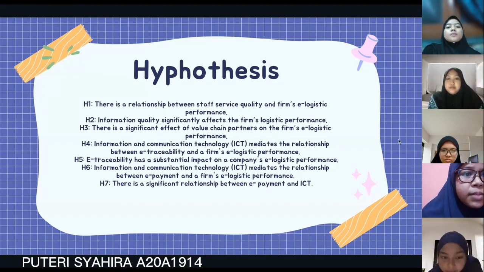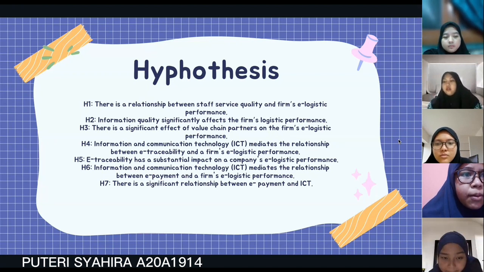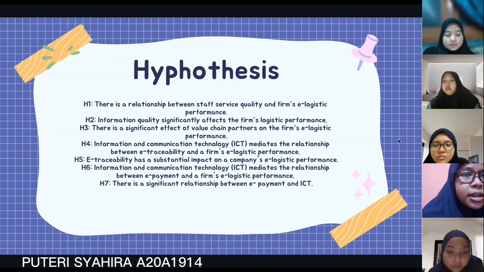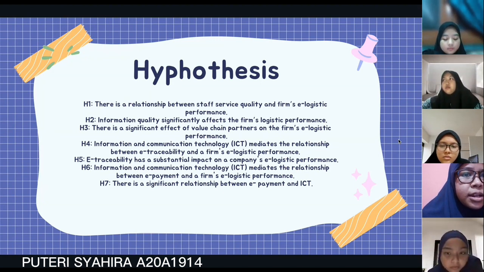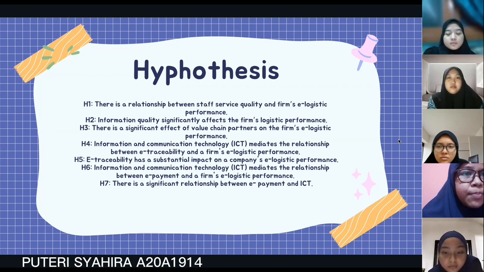Fifth, e-traceability has a substantial impact on company e-logistic performance. Sixth, information and communication technology mediates the relationship between e-payment and firm e-logistic performance. Lastly, there is a significant relationship between e-payment and ICT. For the next chapter, I will hand over to the next member.